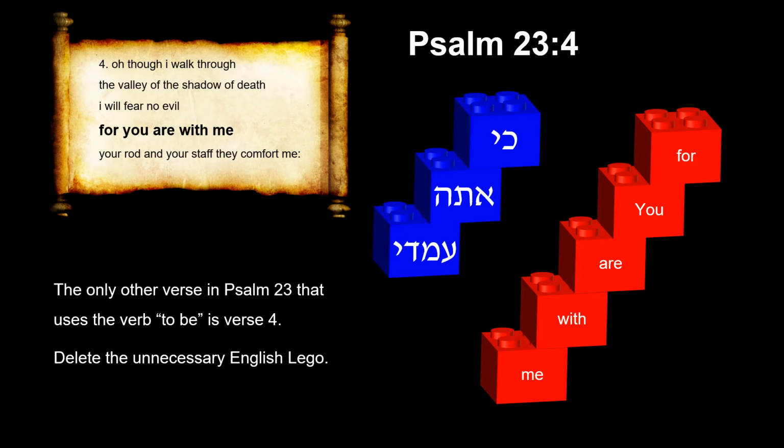The only other verse in Psalm 23 that uses the verb to be is verse 4, okay? Let's just read it. Although I walk through the valley of the shadow of death, I fear no evil, for you are with me. Your rod and your staff, they comfort me. But we can delete the word "are" there. That Lego isn't needed. And there it goes. It's gone. It's like it was never there.